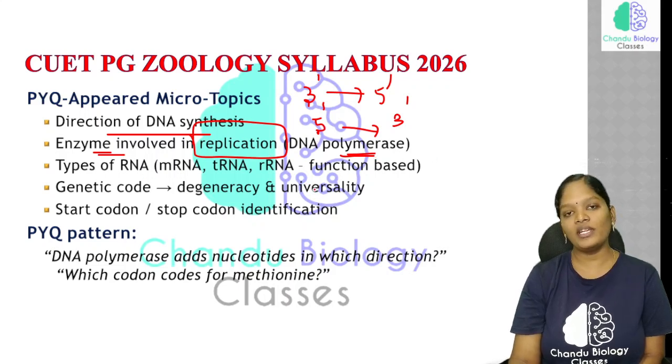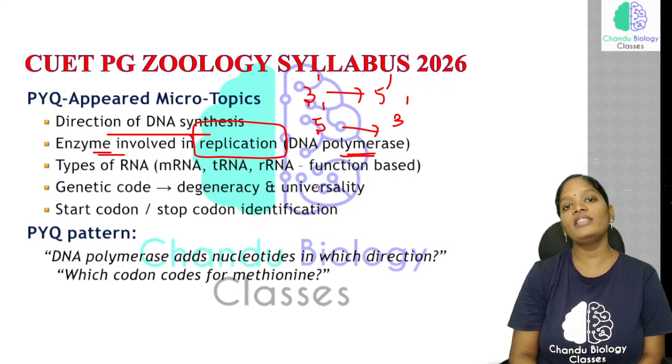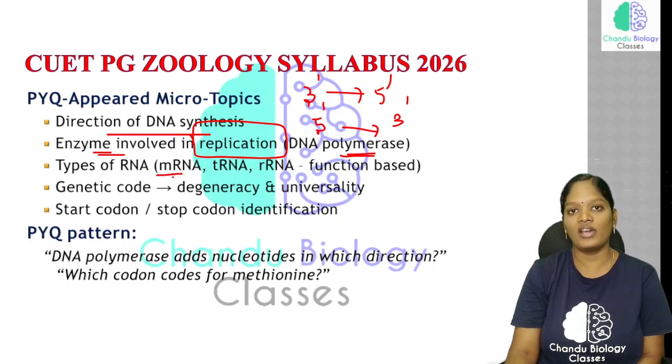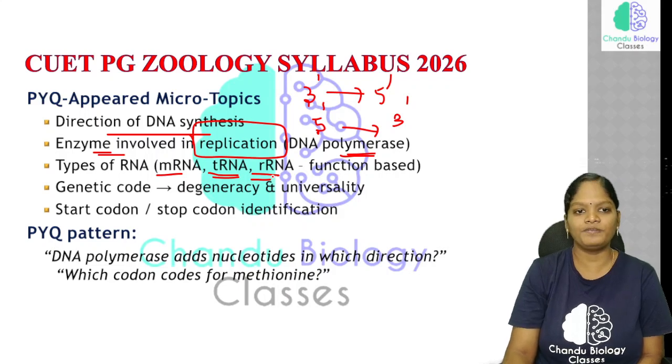And when it comes to RNA in transcription, not only mRNA is produced. We have three different types of RNA, mRNA, tRNA and rRNA, based on their function. mRNA is just decoding the information, that is messenger RNA. tRNA is transfer RNA, involved in transferring amino acids, and rRNA is ribosomal RNA, involved in protein synthesis. Based on function, we have categorized RNA into three types.